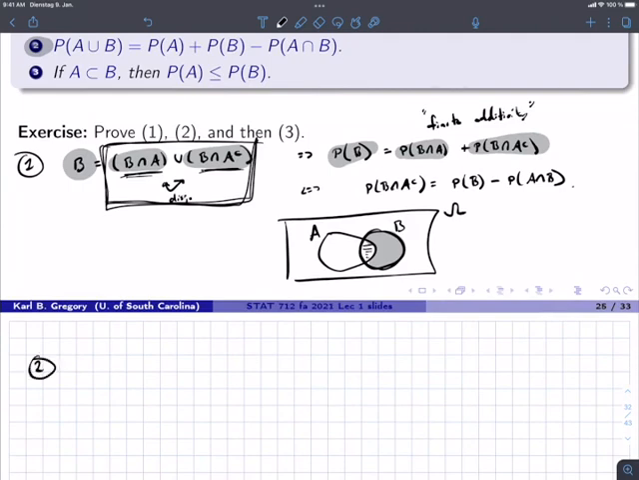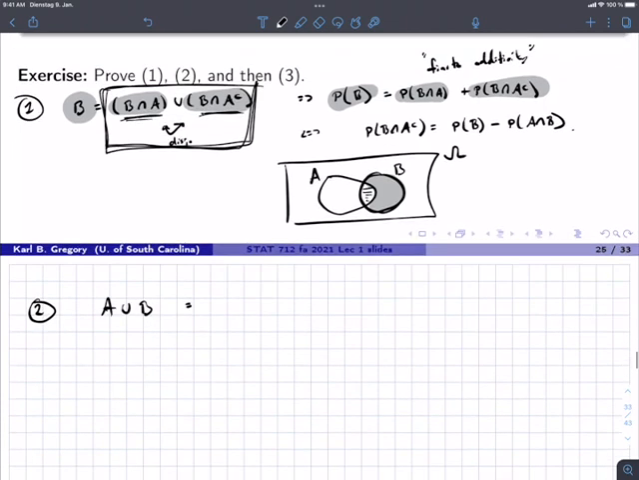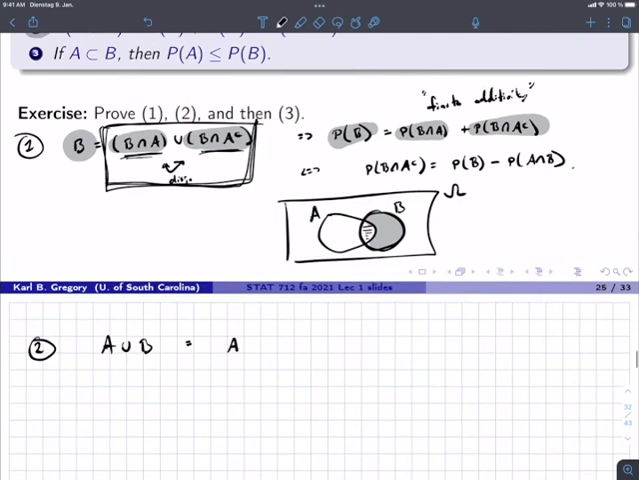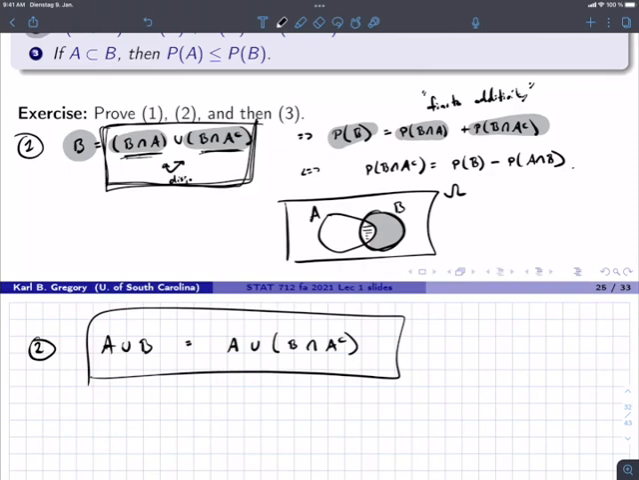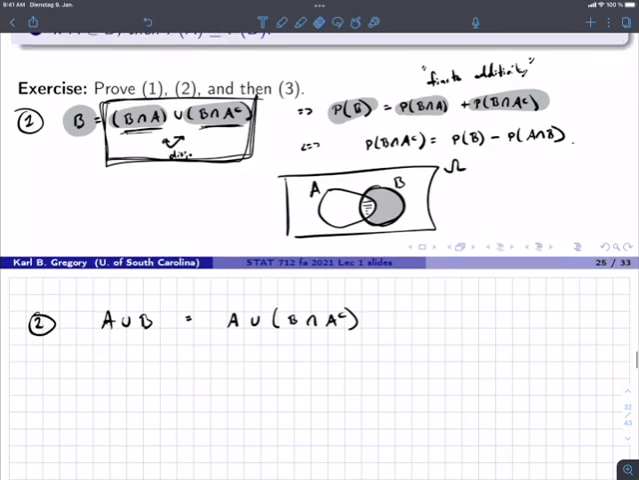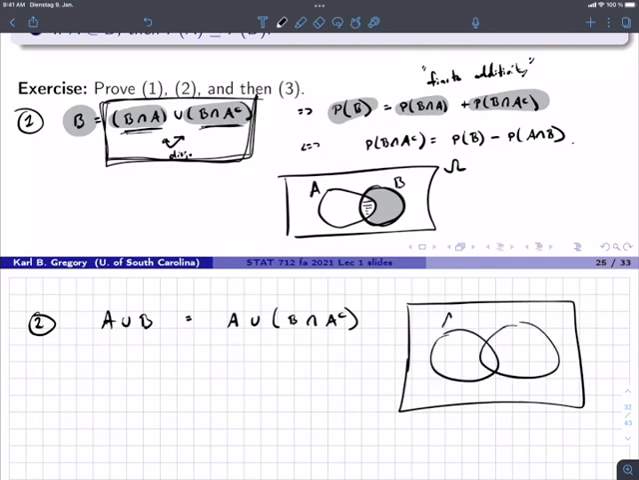So how can we show this? Okay, so let's start by rewriting A union B in a different way. Let's write it as A union B intersect not A. I think we proved this much earlier in the slides. I don't want to scroll up and down. If you have doubts, you can draw a picture. I think we did a rigorous proof.